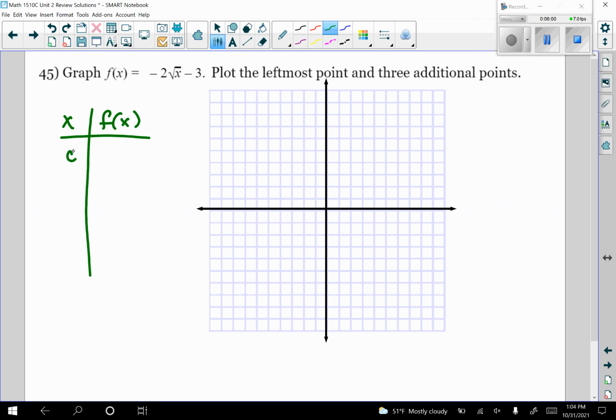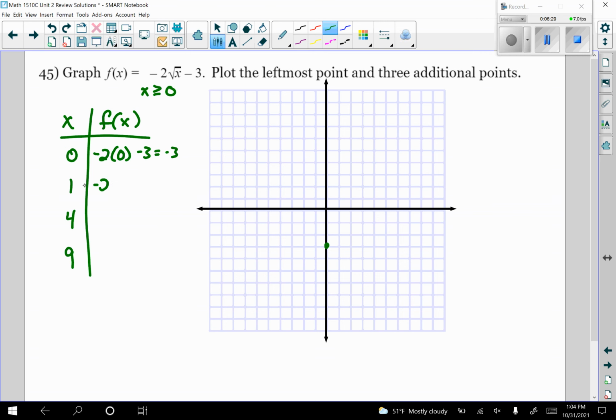So let's start with 0. Let's do the square root. We could do 1. We could do the square root of 4. We could do square root of 9. And then here's our leftmost point because x has to be greater than or equal to 0. So 0 is our leftmost point. So this would become 2 times the square root of 0 minus 3, which is negative 3. So we have 0, negative 3. So it would shift 3 units down. And then this negative 2 is going to work itself out here with our values.